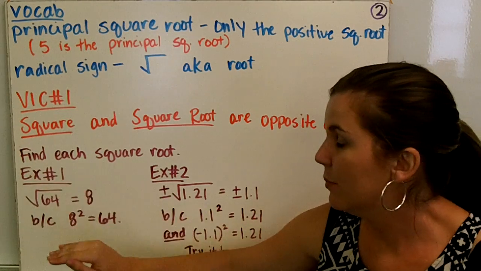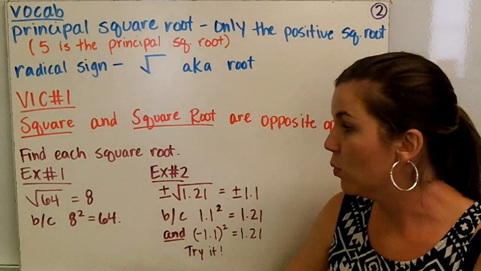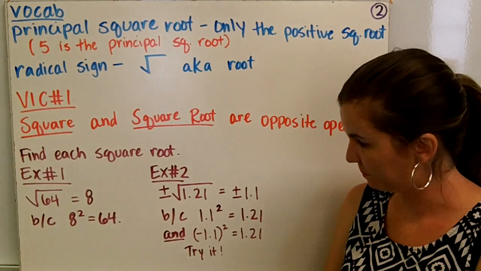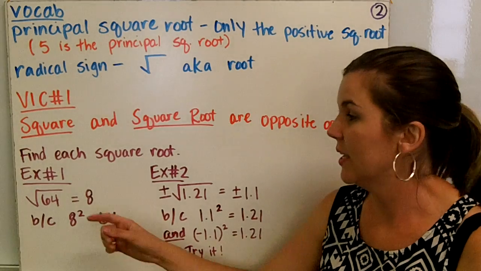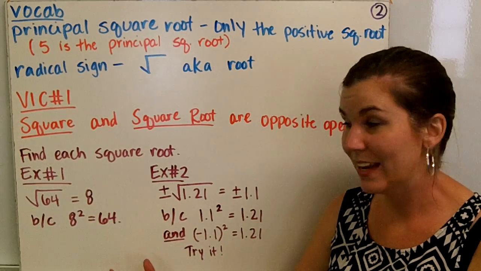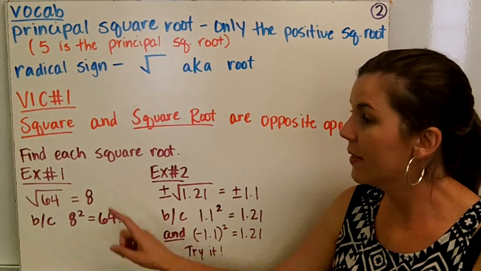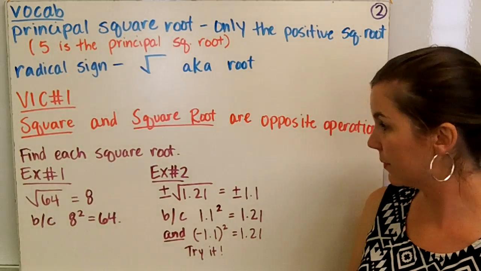Find each square root. Example 1: the square root of 64 is 8, because 8 squared equals 64. Now, you could also say that the square root of 64 is negative 8, because negative 8 squared is 64. This is just the principal square root.